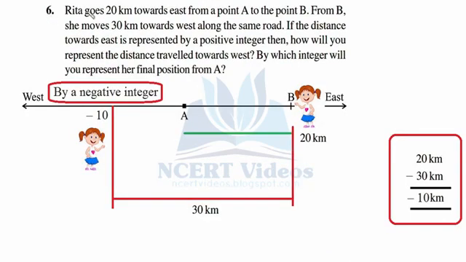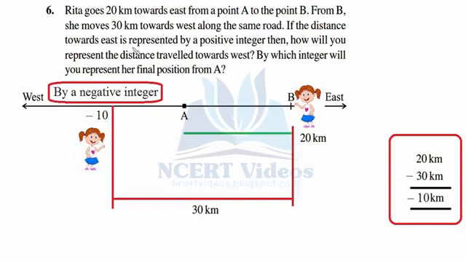Question 6. Rita goes 20 km towards east from a point A. So this is your east direction, as depicted in the picture. Now she's at point B. From B she moves 30 km towards west. Now this is west, and she moves from point B towards west 30 km.